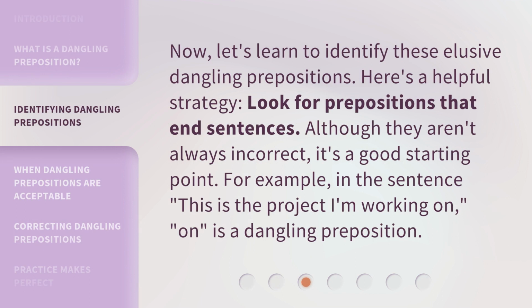Now, let's learn to identify these elusive dangling prepositions. Here's a helpful strategy. Look for prepositions that end sentences. Although they aren't always incorrect, it's a good starting point. For example, in the sentence, "This is the project I'm working on," "on" is a dangling preposition.